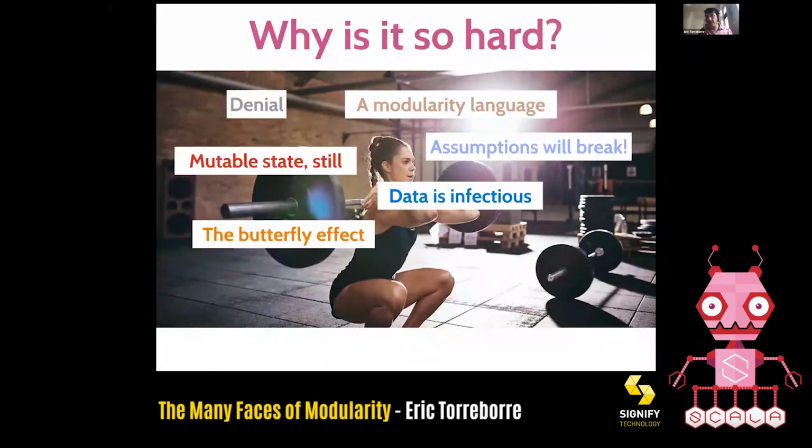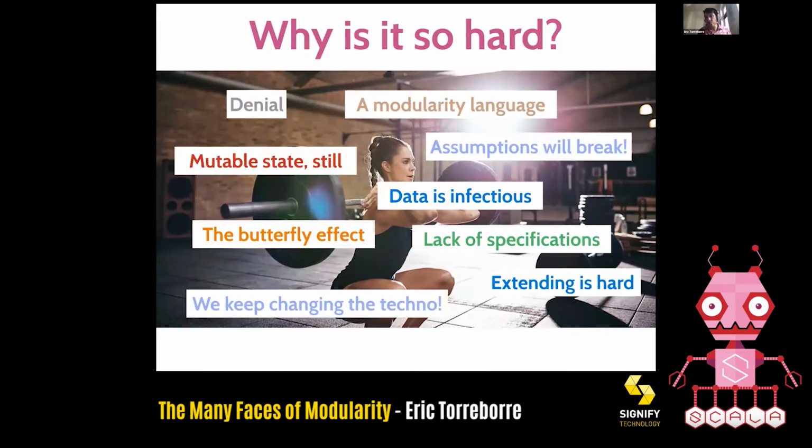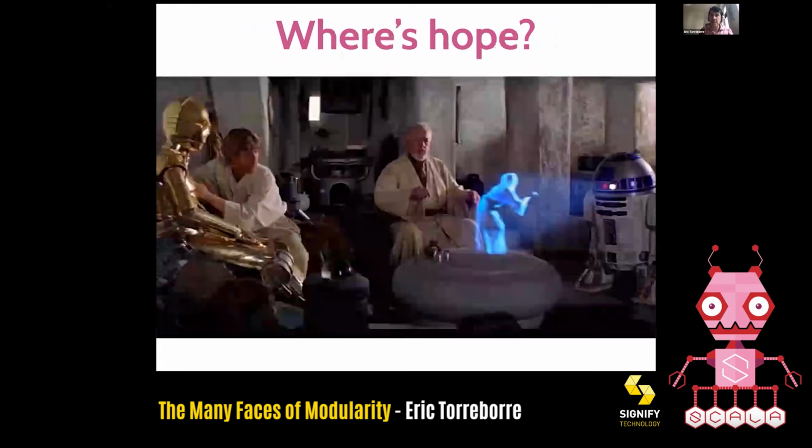So there are many reasons why modularity can be hard, why reuse can be hard, and we need to fight this, right? But fortunately, we have tools to do this. We have more and more tools to do this, and we even have old tools to do that. So today I want to introduce some of those tools.